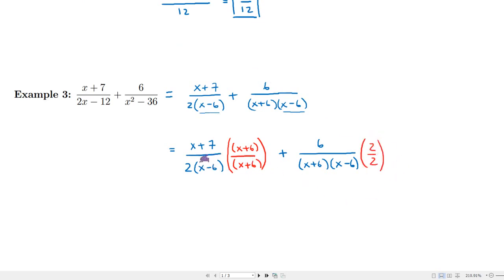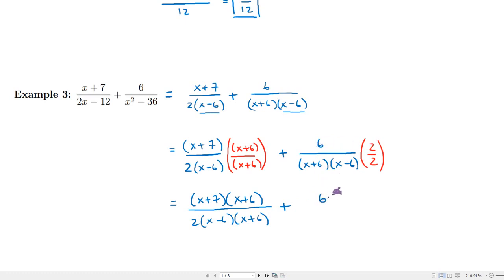And now if you look at this, before we proceed, look at the factors of the denominator. We have 2(x minus 6)(x plus 6), 2(x minus 6)(x plus 6). So now you see that this is going to result in a common denominator. So now we can simplify a little bit, right? What do we actually have? Well, we have (x plus 7), we should really put that in parentheses, times (x plus 6). And this is all over 2(x minus 6)(x plus 6), plus 12.